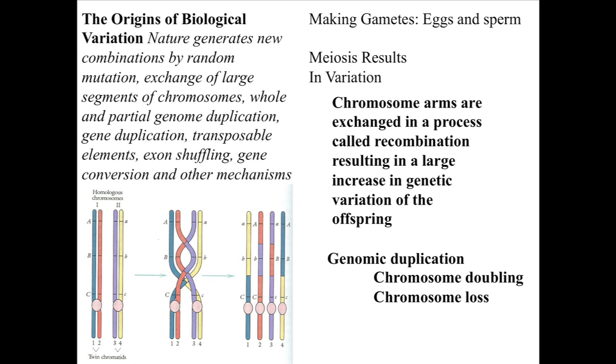So chromosomal arms can be exchanged in that process called recombination, and that further increases genetic variation. But all those different segments can change places. Some can duplicate. Genes can duplicate. I just want to set the stage with all of this for my discussion about evolution. There's plenty of variation here. Now you just need a filter on it.